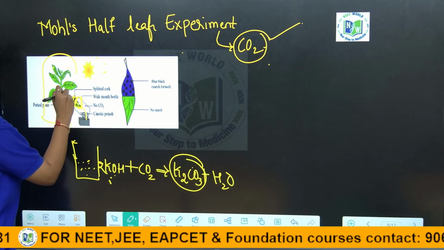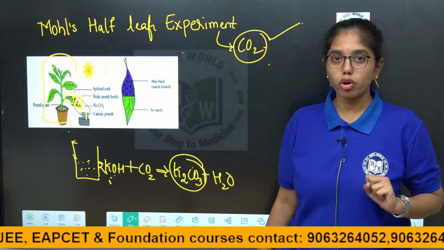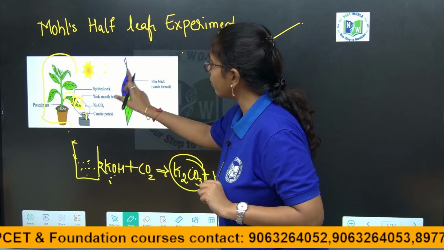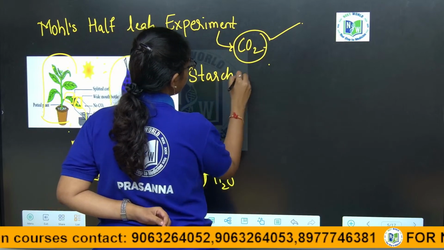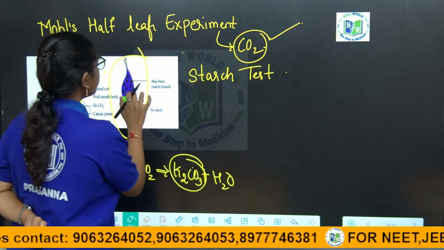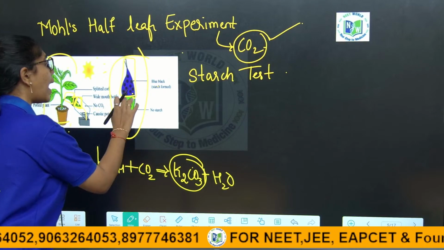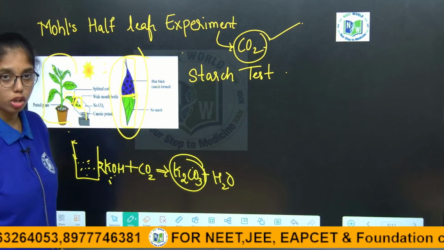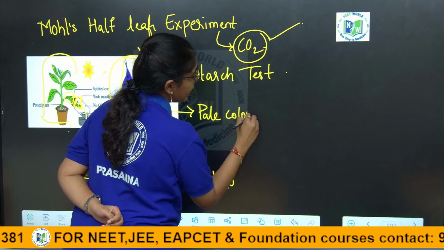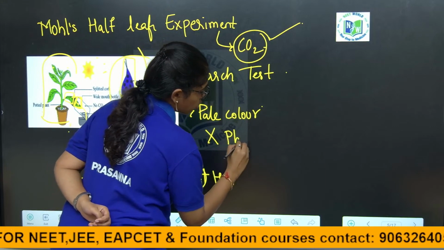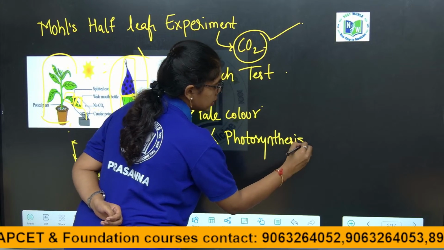The next half of the leaf, which is exposed to sunlight, has carbon dioxide and will conduct photosynthesis. So when this leaf is put through the starch test, the half exposed to sunlight turns blue-black, and the half kept in the KOH solution turns out pale, indicating the absence of photosynthesis.